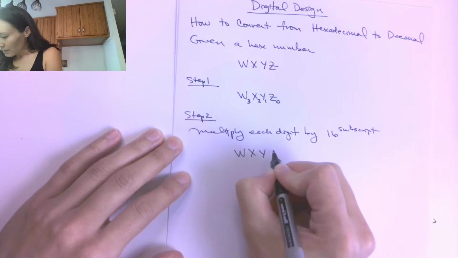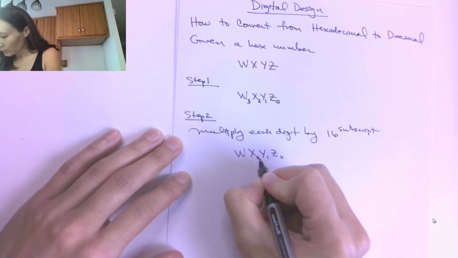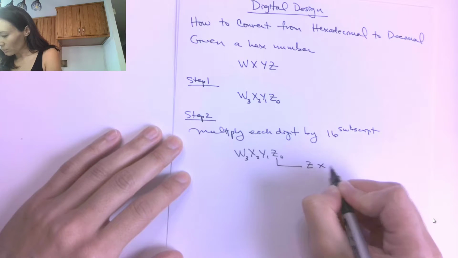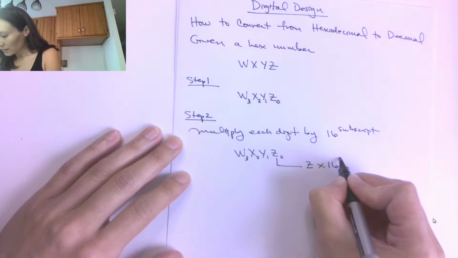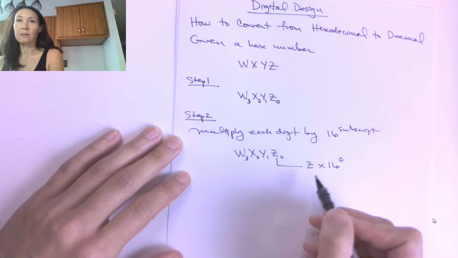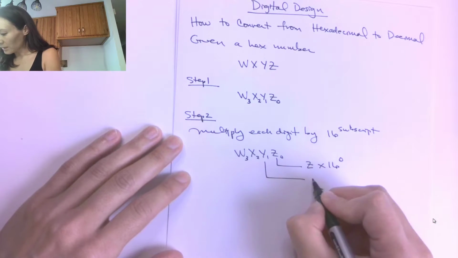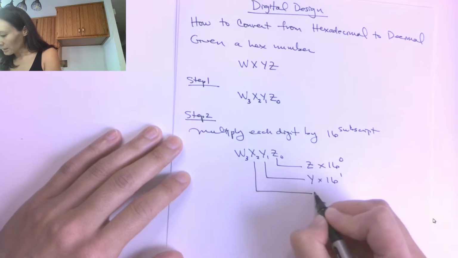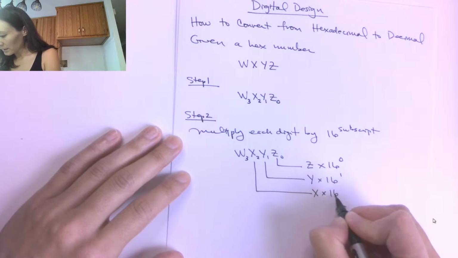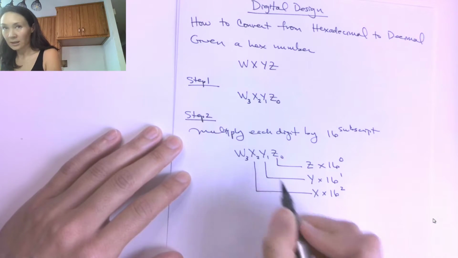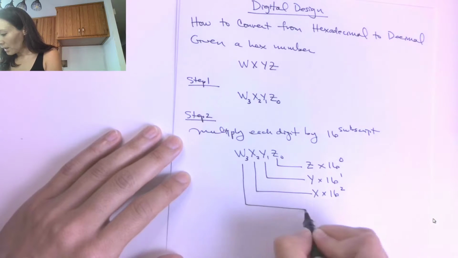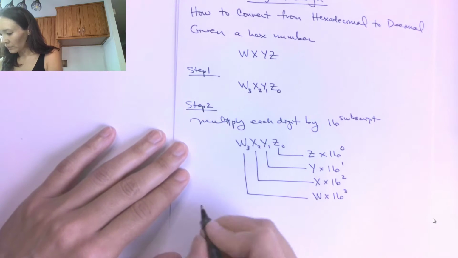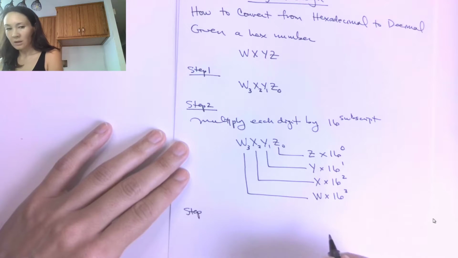If here's our hex number, here are our placeholder subscripts. I'm going to take whatever that digit is, Z, and multiply by 16 raised to the 0 because 0 is the subscript on Z. Then I'm going to take Y and multiply by 16 to the first, and then X gets multiplied by 16 to the second because 2 is the subscript on the X, and then W gets multiplied by 16 to the third.